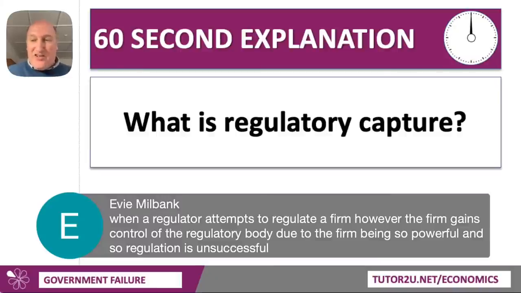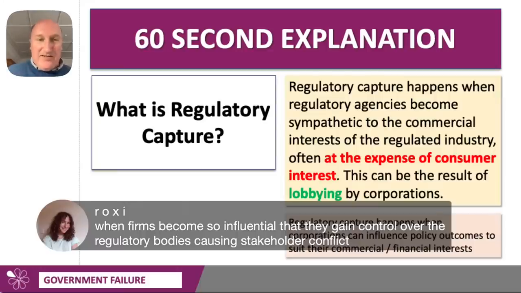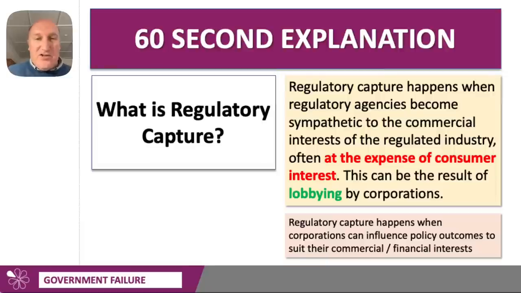Roxy has a great point about stakeholder conflict. So when firms become so influential, so clearly significant, like Uber or Amazon, they gain control of the regulatory bodies, causing stakeholder conflict. Loads of great answers coming through. Ollie and Gracie had really good answers as well. Here's my attempt to capture the essence of the argument for you. It happens when regulatory agencies become sympathetic to the commercial interests of the regulated industry.